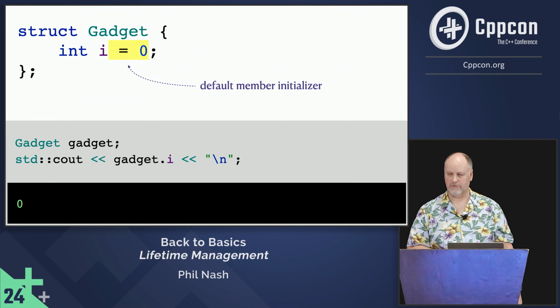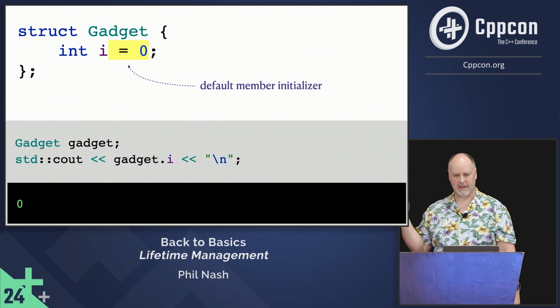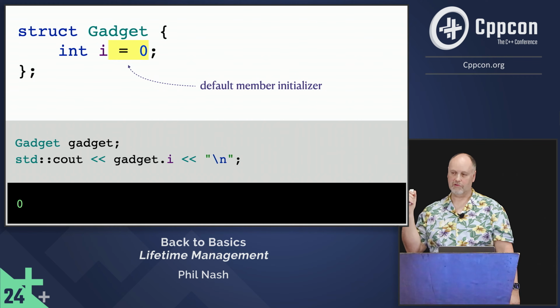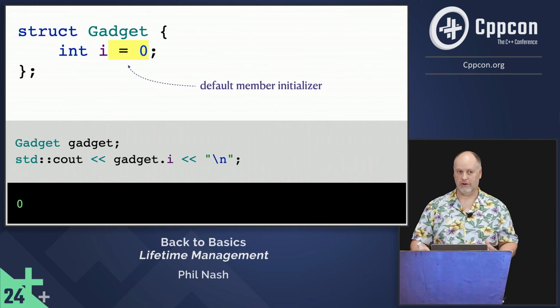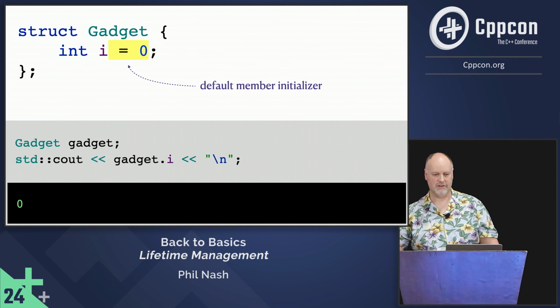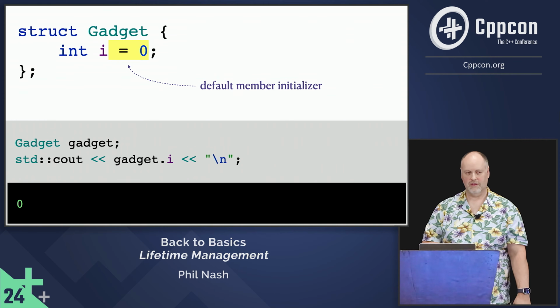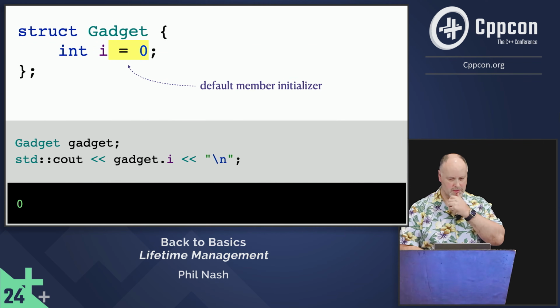Of course, we can also write that as a default member initializer. And this is better for a number of reasons, but in our case here, because now we haven't had to write that default constructor. So by writing the default constructor, we're taking on that responsibility. This allows us to give that responsibility back to the compiler. So that's great.